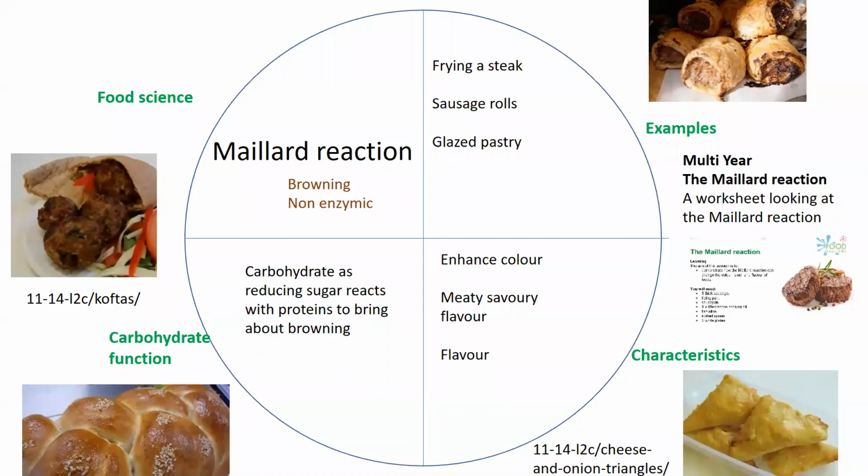I've popped a couple of recipe links onto this slide for glazed pastry, cheese and onion triangles, koftas and glazed bread plaits, as these are perhaps where you might just want to mention the Maillard reaction. All of these recipes are on the Food a Fact of Life website for you to access. And also there's a worksheet looking specifically at the Maillard reaction that you might want to check out.